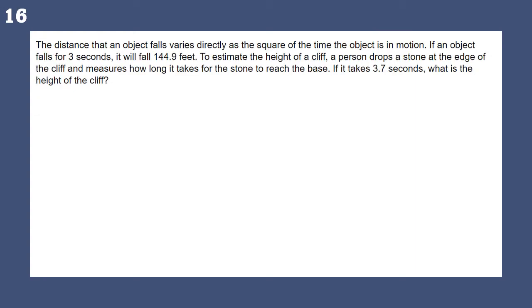The distance for an object that falls varies directly as the square of the time. So we have a couple things here. That's telling us our formula right up front. It says the distance, that's d, varies directly, so kx, but it doesn't say varies directly with x. It says varies directly with the square of the time. So rather than just put x, I'm going to need to put t squared.